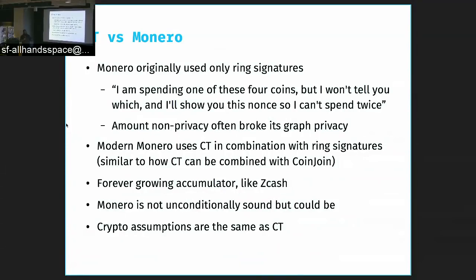Monero isn't today unconditionally sound, but it could be. All of the crypto in it, just like CT, can be upgraded to unconditional soundness. Monero could be as well. And the crypto assumptions are the same as CT, although Monero uses a different curve. They use the ED 25519 curve instead of the 50 curve. But otherwise, it's the same crypto assumptions.